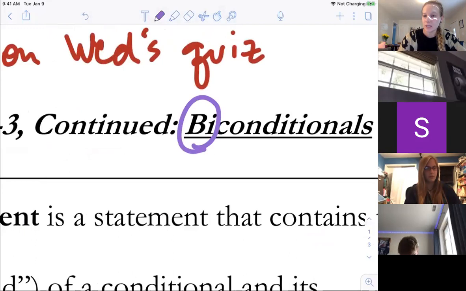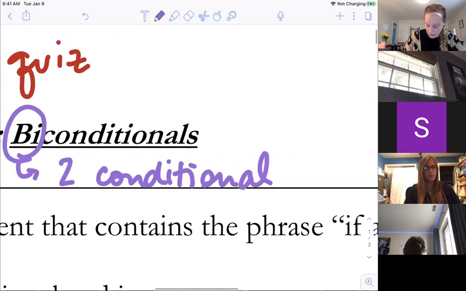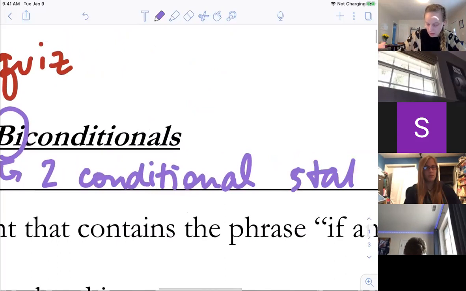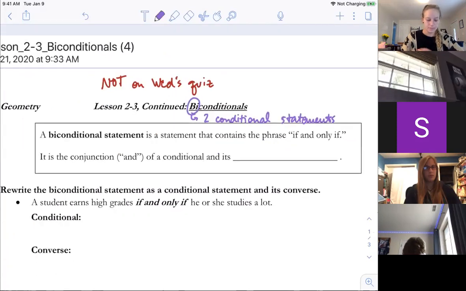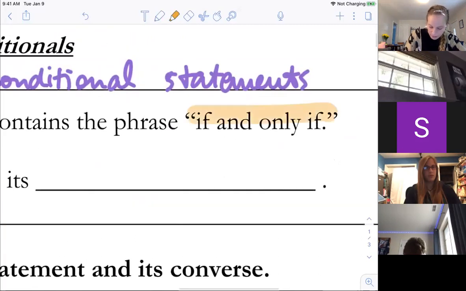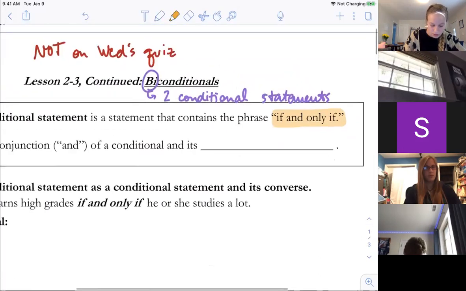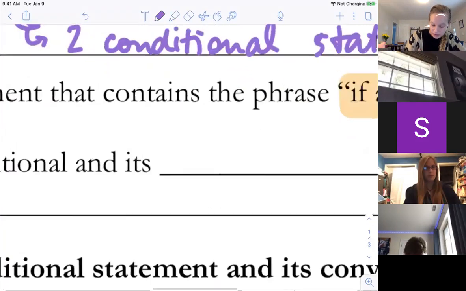Remember when we did bisections and we had a segment or a midpoint or a line or something that intersected an object into two equal pieces? Bi just means two as a root, and so a biconditional means that we're going to have two conditional statements. That's all biconditional means. It's essentially two conditional statements. It's a statement that contains the phrase if and only if. So it must have the words if and only if for it to be a biconditional. And it's a conjunction of a conditional and its converse.